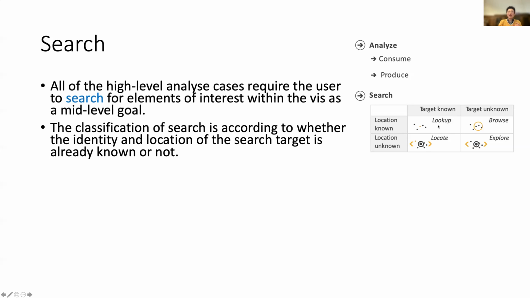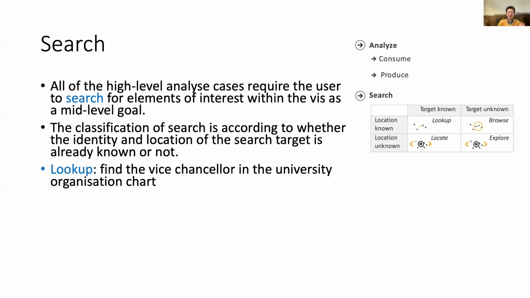As I said, again, these terms are not used as English words. They have very specific meanings based on the target and the location properties. Similarly, if you don't know the target but you know the location, it's called browse. And if you don't know the location, it's called explore. I'm going to show some examples later.